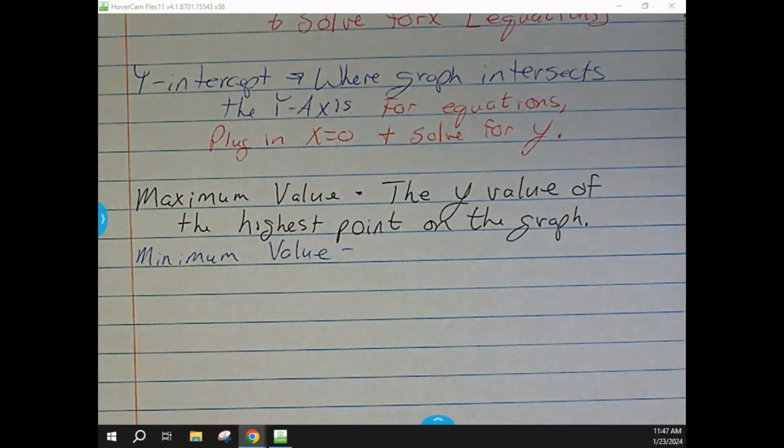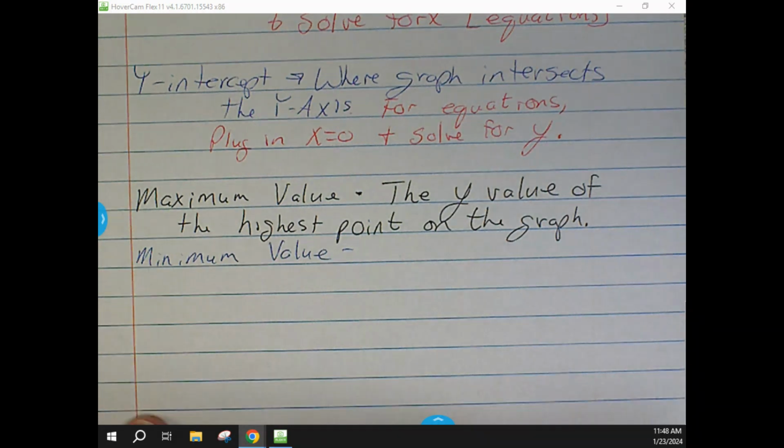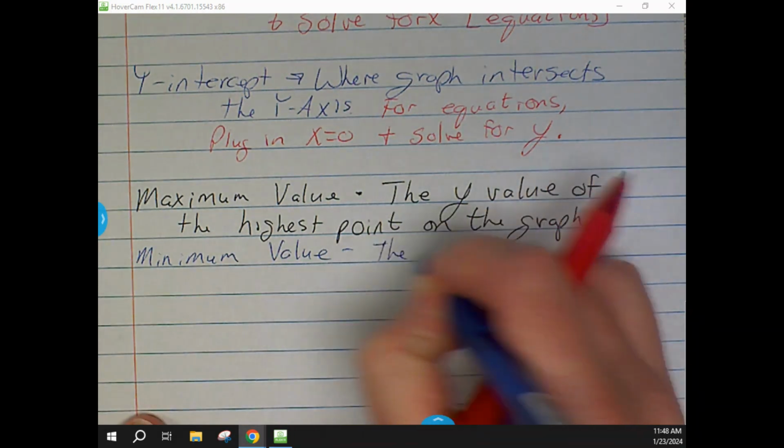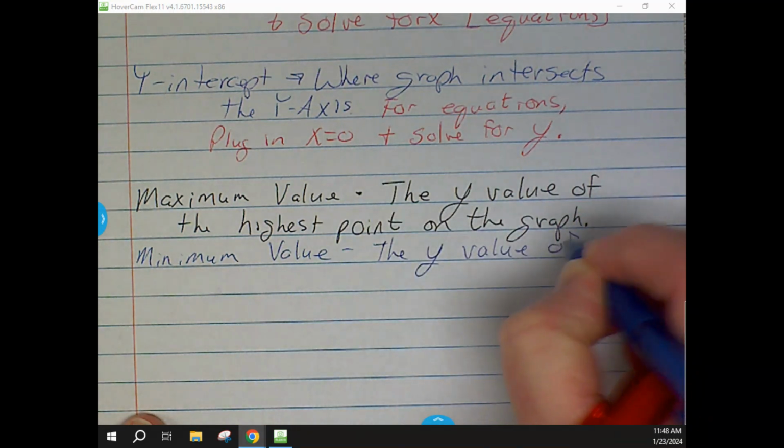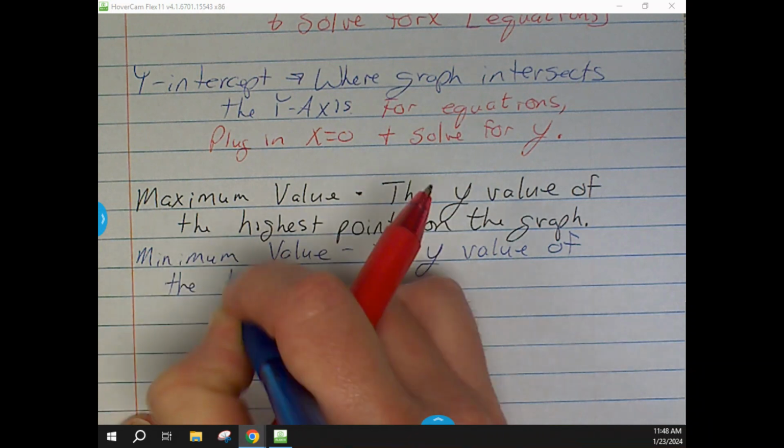Okay, and then we talk about the minimum value. It's still the y value in this case, of the lowest point on the graph.